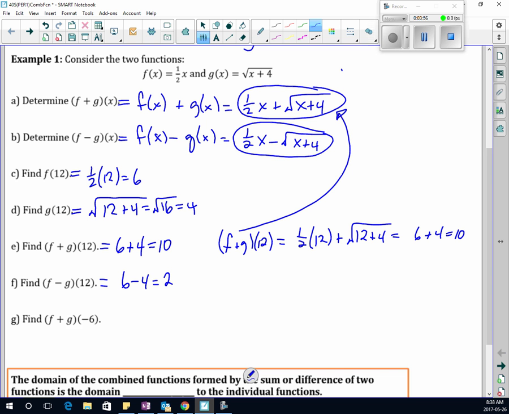And then if I wanted to find f plus g of negative 6, it's up to you how you want to do it. If you want to find f of negative 6 first, g of negative 6 second, and then add them together, it's up to you. But honestly, you're doing it kind of at the same time, right? So what do you want to do? Honestly, you could probably do it as mental math. Negative 6 goes in there. What's 1/2 of negative 6? Negative 3, and then you're adding whatever you get g of negative 6 to be. So g of negative 6 goes in there. You get the square root of negative 2. So what happens then?